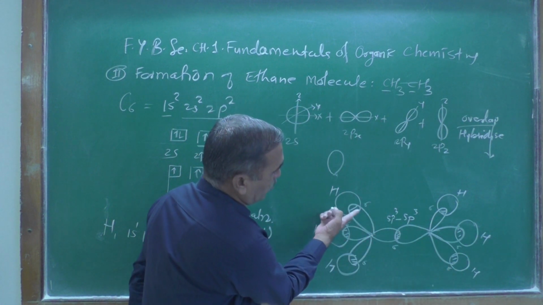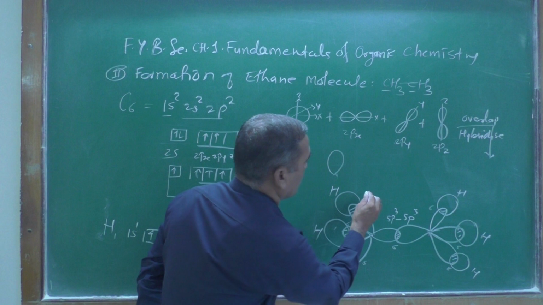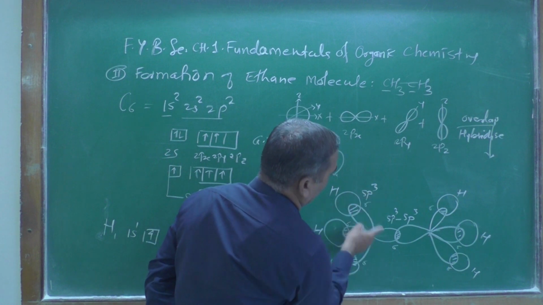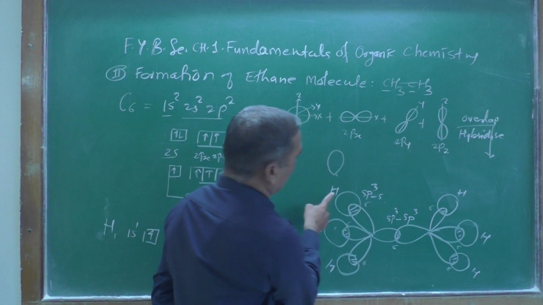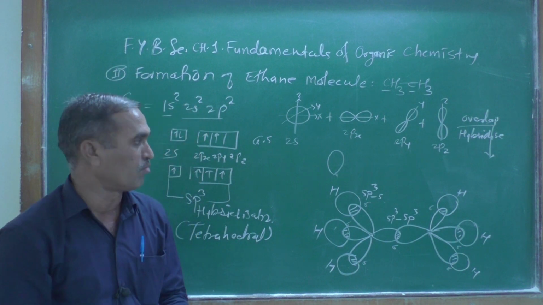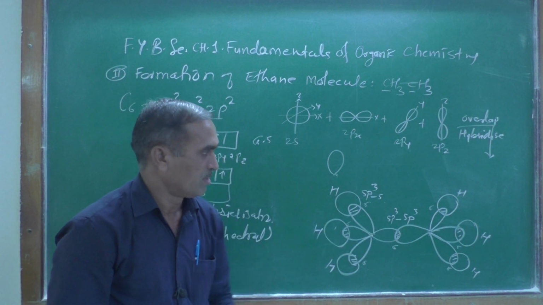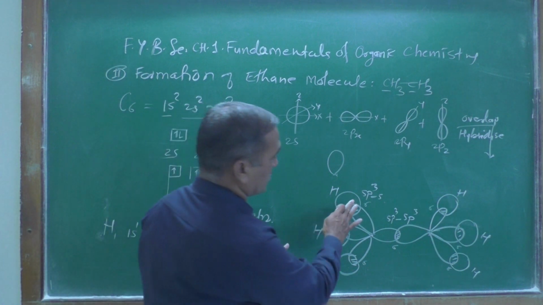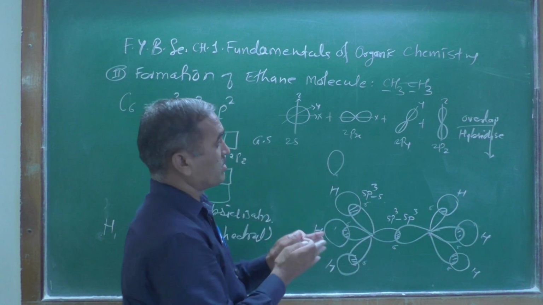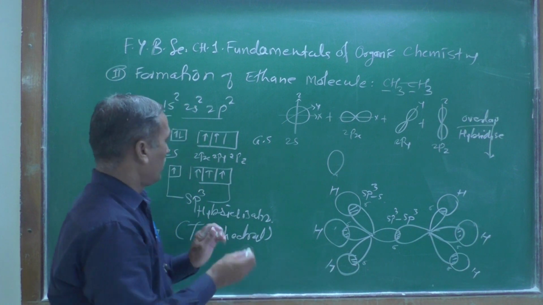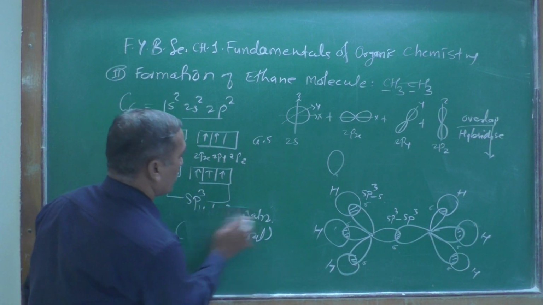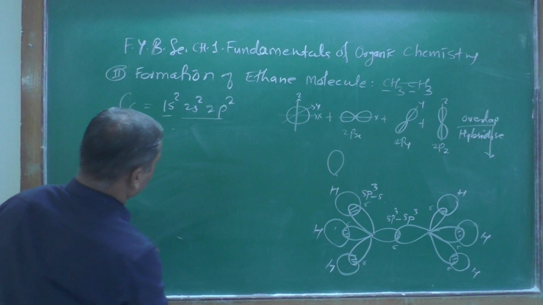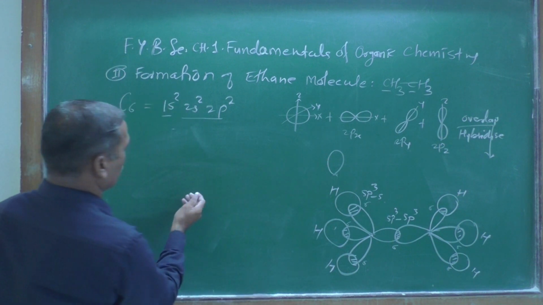Now what is the overlap here? One sp3 orbital of carbon atom, and s orbital of the hydrogen atom, they overlap to form sigma bonds. Means everywhere there are the 6 sigma bonds, they are the stronger one. Now let us look at how this ethane molecule is represented here.